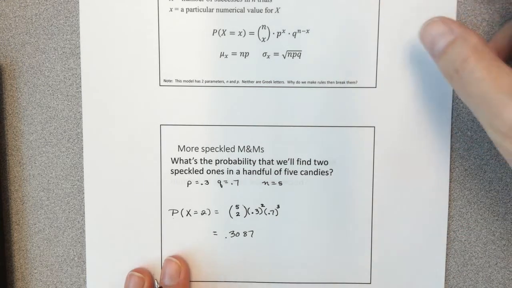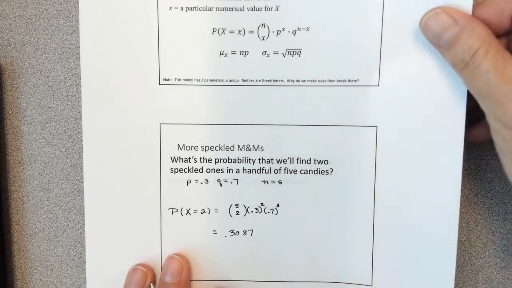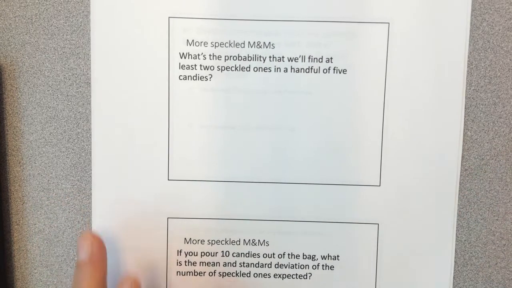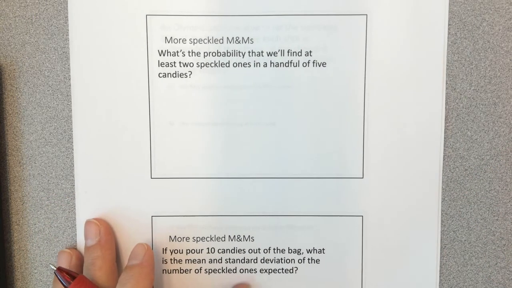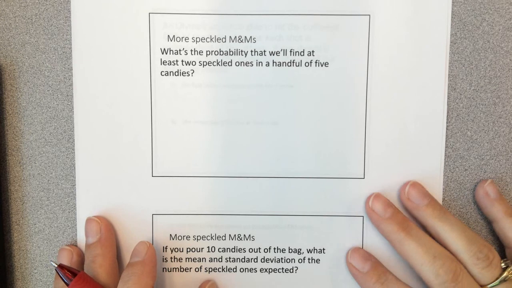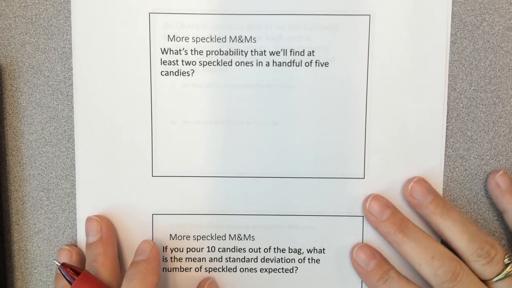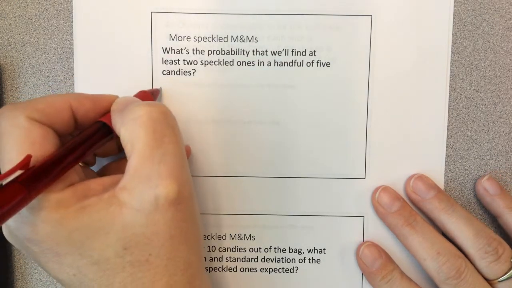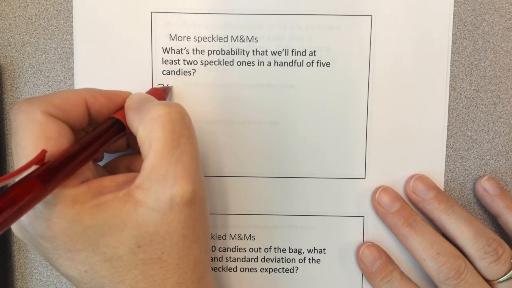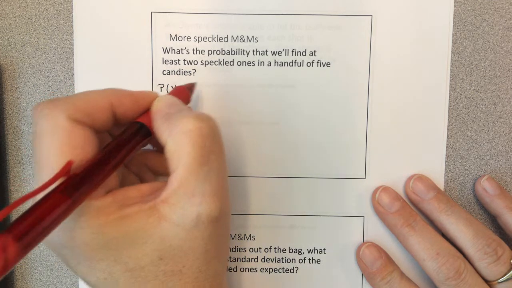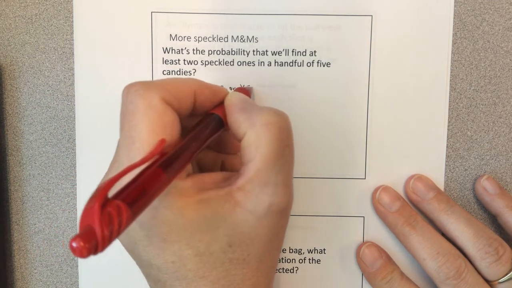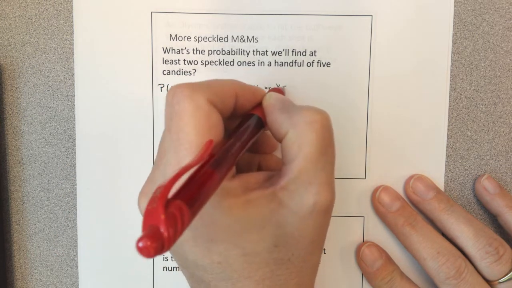Alright, now that we've seen the first one, let's take a look at another example. More speckled M&Ms. What's the probability that we'll find at least 2 speckled ones in a handful of 5? That means we could find 2 or 3 or 4 or 5. Now, the long way: P is the probability of X could be 2, or X could be 3, or X could be 4, or X could be 5.